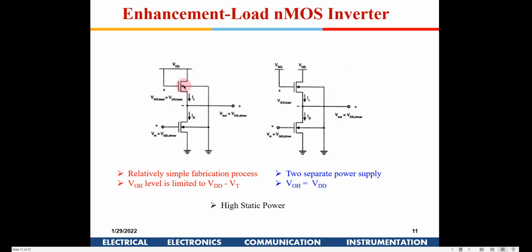So here it was the same NMOS used, and the gate was powered by VDD itself. Okay. So if you see, the drawback of this particular circuit is the output voltage VOH in this case was VDD minus VT. That we know, that we studied in our very first class.